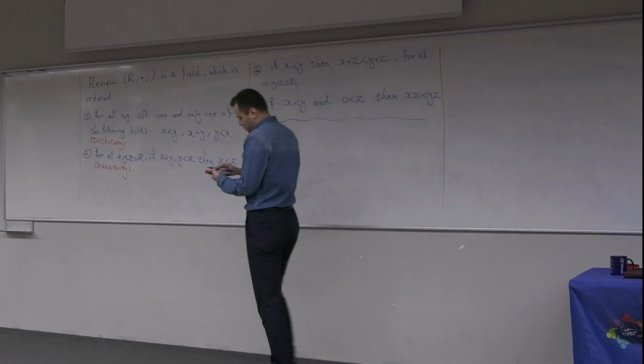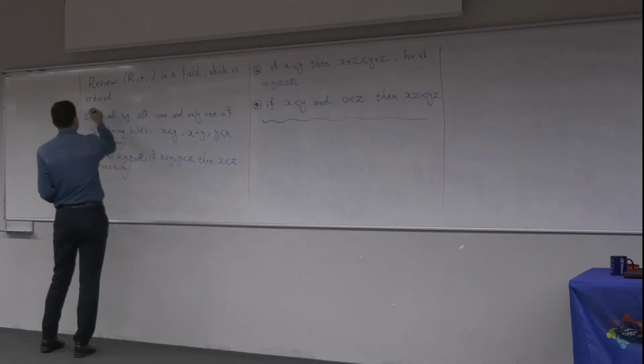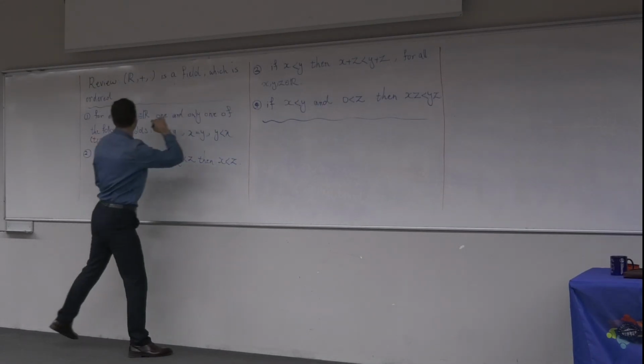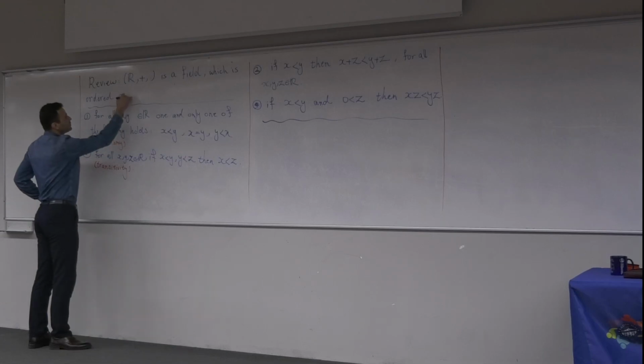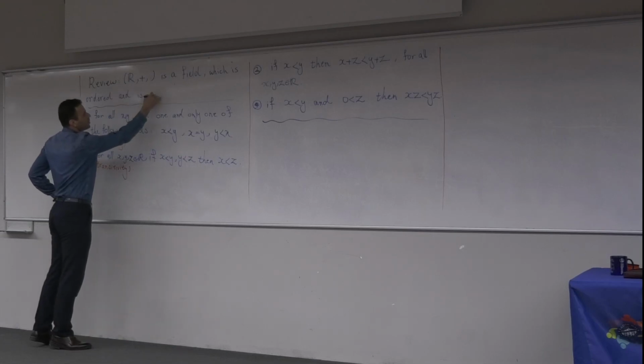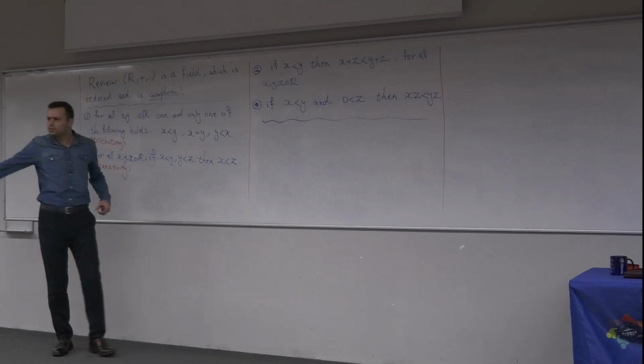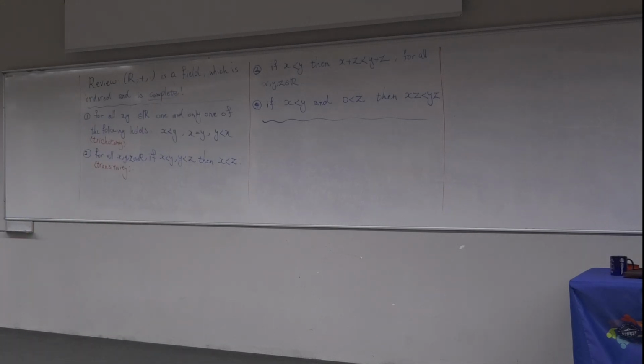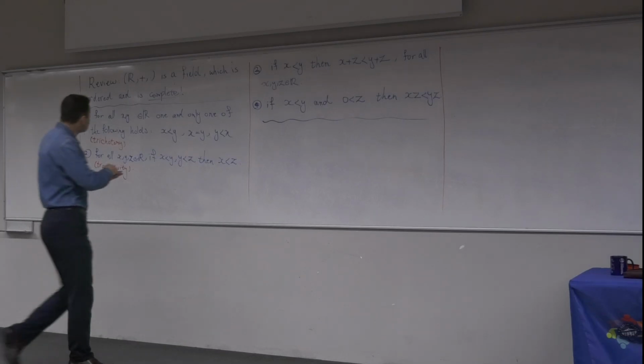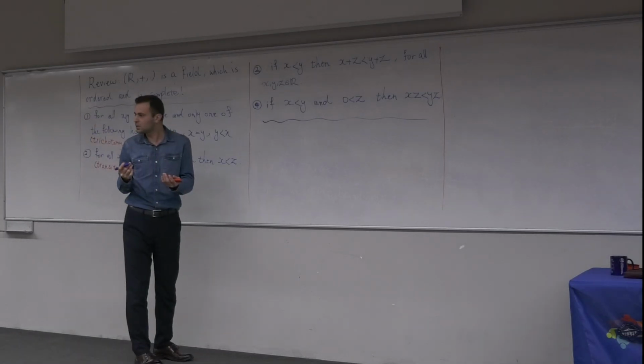What else was the property of R? Which is ordered and is complete. What do we mean by complete field? It is actually the axiom of completeness.